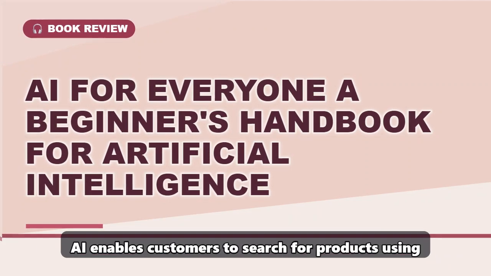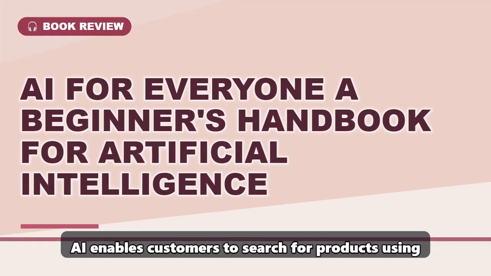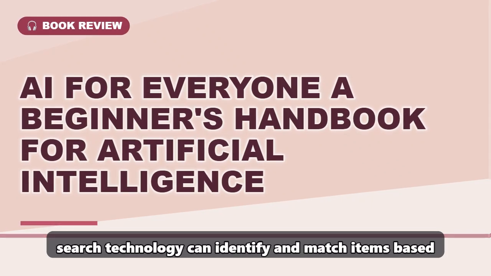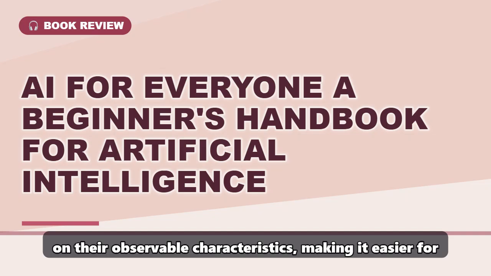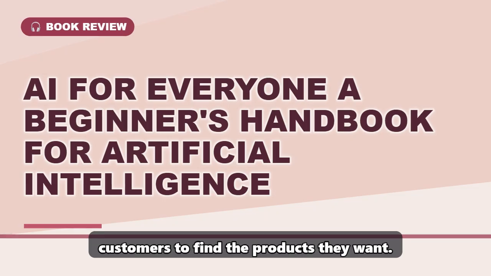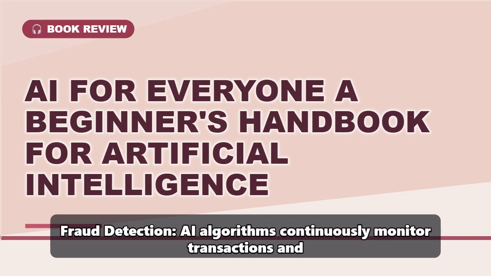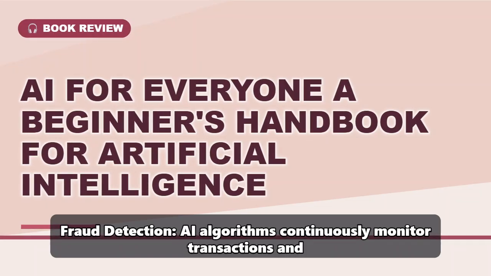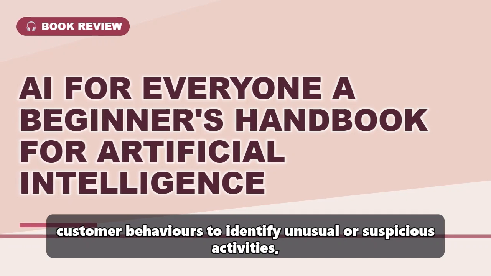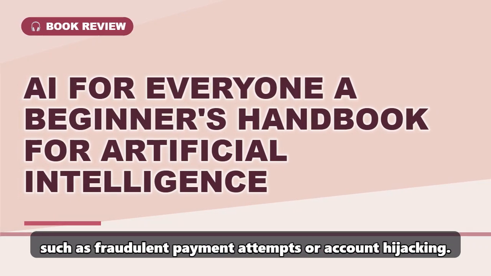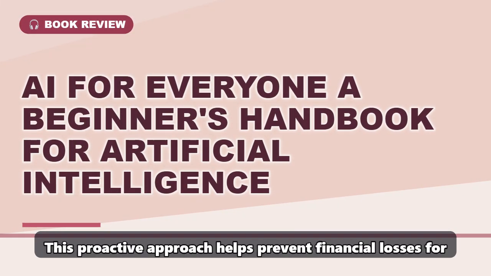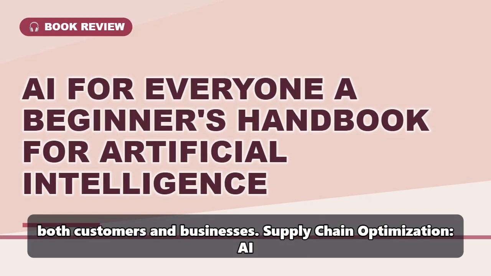Visual search. AI enables customers to search for products using images or photos instead of text queries. Optical search technology can identify and match items based on their observable characteristics, making it easier for customers to find the products they want. Fraud detection. AI algorithms continuously monitor transactions and customer behaviors to identify unusual or suspicious activities, such as fraudulent payment attempts or account hijacking. This proactive approach helps prevent financial losses for both customers and businesses.